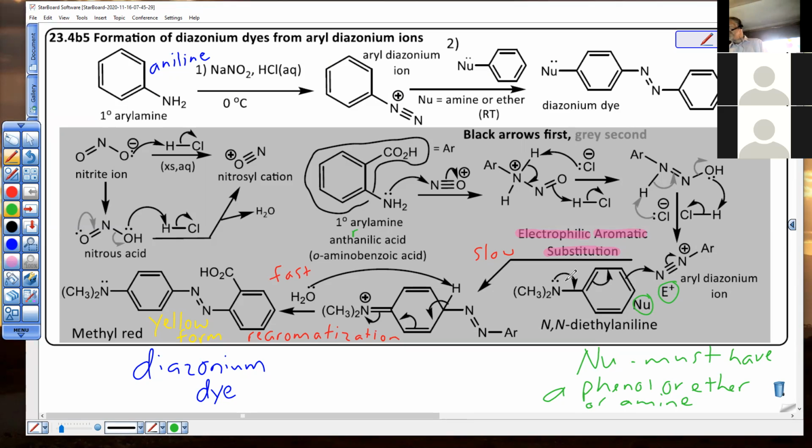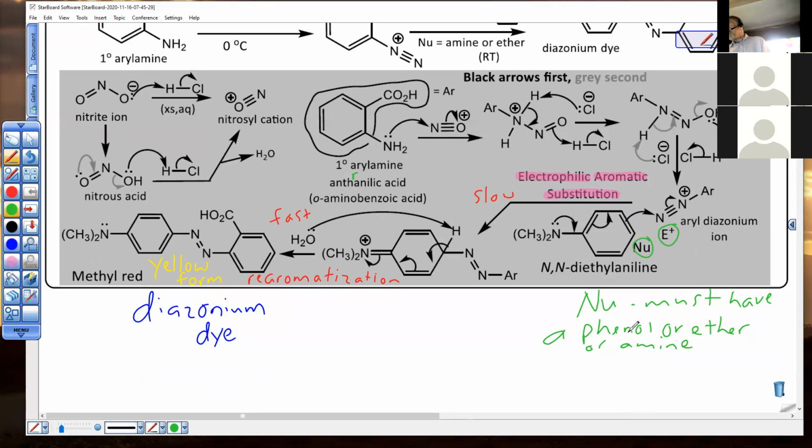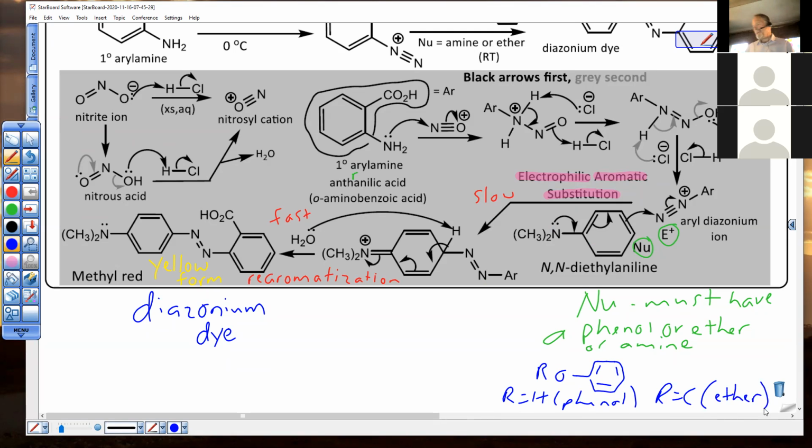You can't do this mechanism if you don't have an atom that can resonate towards benzene. I hope you see that a phenol can do that too. Just look at a phenol. In fact, we can make it generic right now and cover both the phenol and an ether. R equals H gives a phenol. R equals C gives an ether if that's a normal carbon and not a carbonyl. An ester would work here too, but I haven't seen too many dyes that have esters up there.